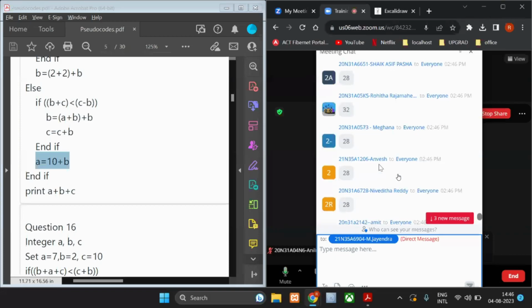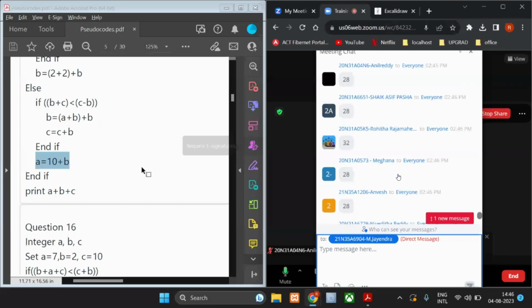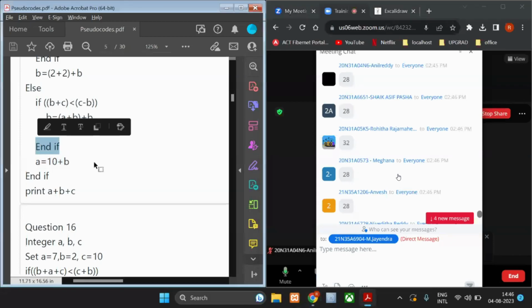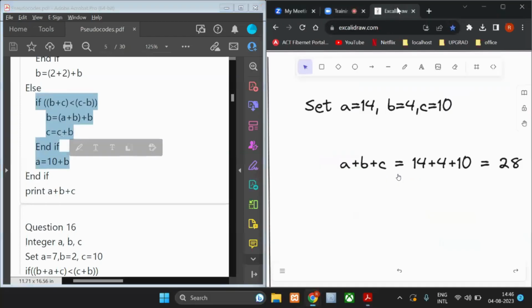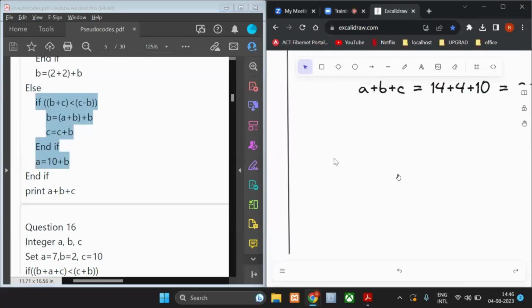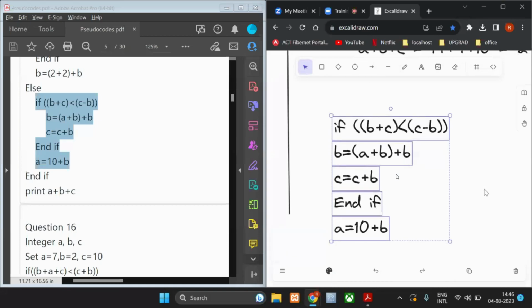So we're not considering the endif. See, endif is just to indicate that. See, if I don't put endif here, imagine that. Okay, I'll just write this down for you. So this is what it is now. So when I have endif here, I can say that these conditions are within the if block and a equal to 10 plus b is outside the if condition.